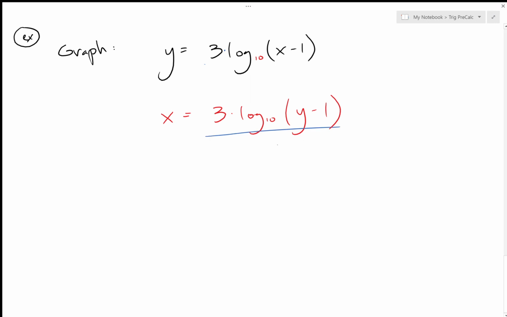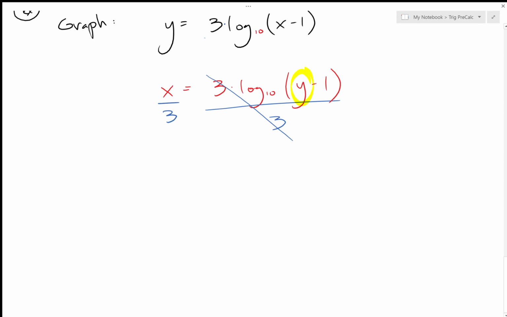Now we're going to go ahead and divide by 3 because what we're trying to do is get this y by itself. So take it back to our inverse days. We want to isolate y. So 3 is going to move first, so we're going to divide both sides by 3. All right, so I've got x over 3 equals log base 10, y minus 1. All right. So step 3 is change to exponential form.